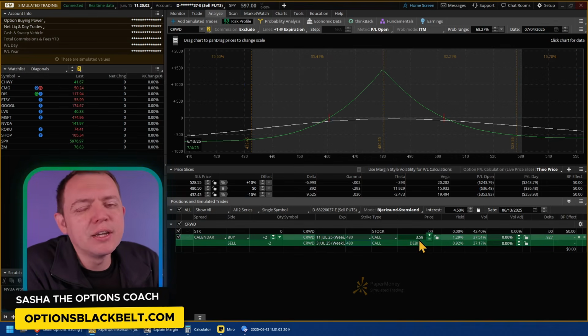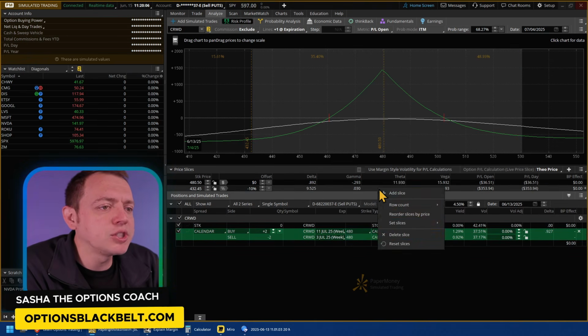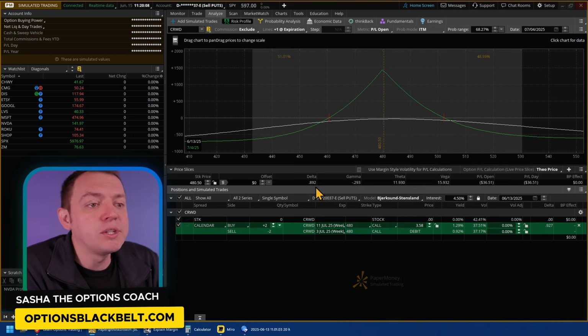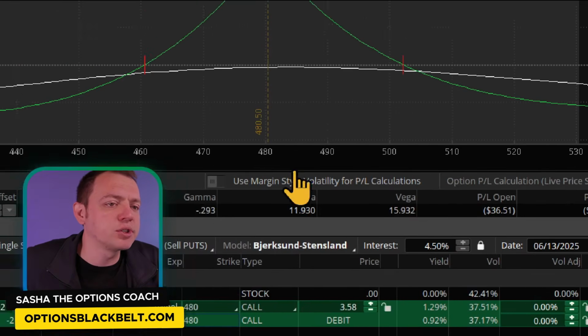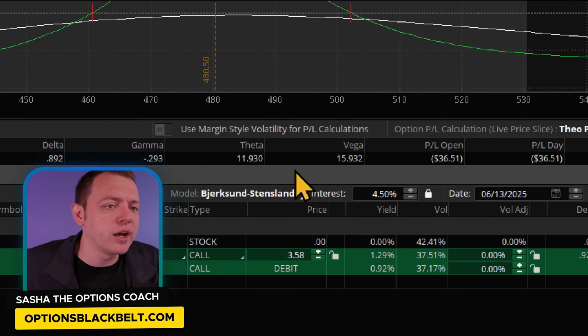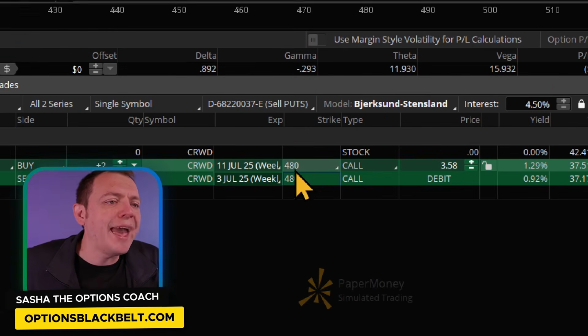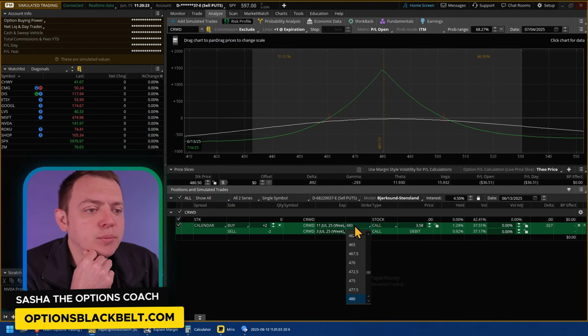Now with calendars or diagonals, you don't usually want to let them expire. But what we've got is almost a non-directional feel here, which means our delta is almost non-existent, right? We've got no delta. We're trying to make most of our money from theta, but really it's actually the vega. So we've got these two kind of working in our favor. Now you can make these a little more directional because sometimes prices are wiggling around.